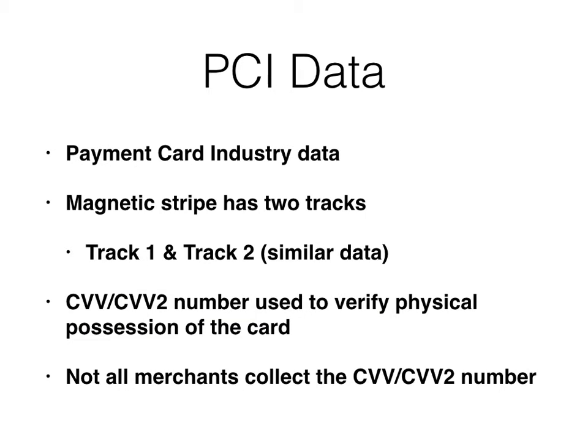So to get in, PCI data is the numbers for swiping credit cards through MagStripe readers. There's track 1 and track 2. They basically have the same data.